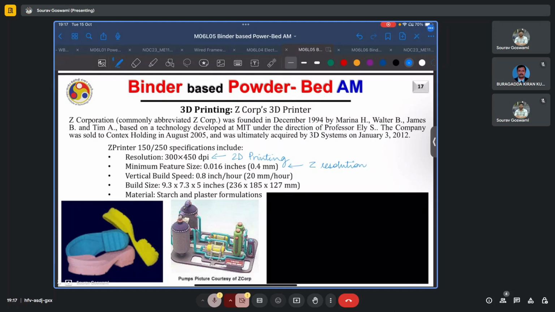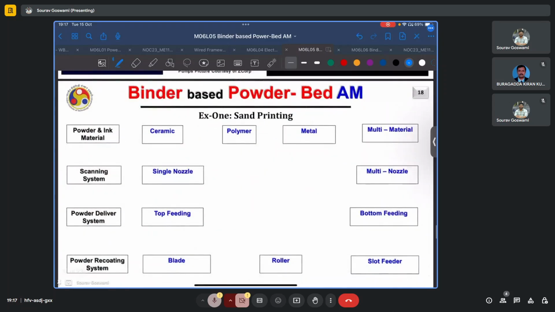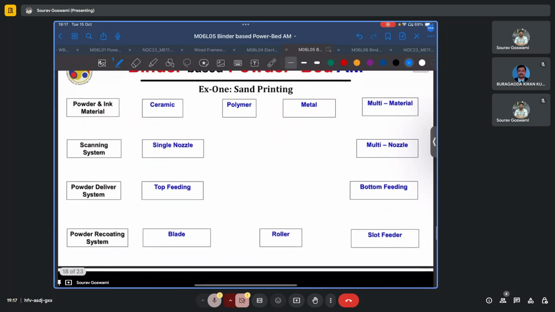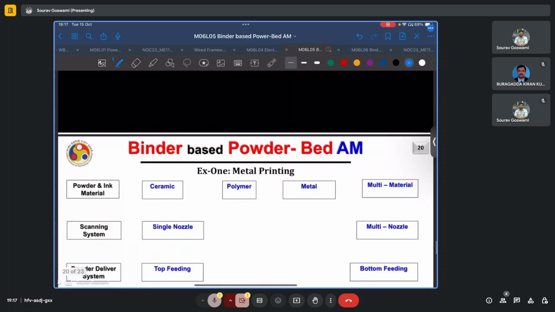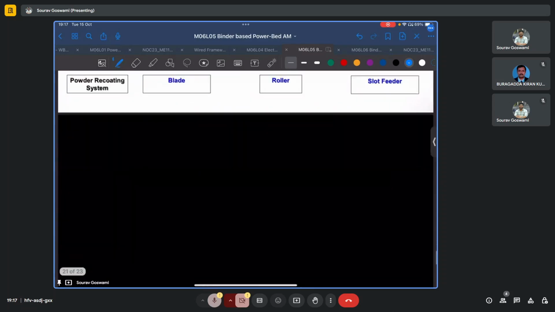That is because for binder-based powder bed AM processes, the color is not only on the surface, the color can get all the way through the bulk of the part, and this can be achieved via using binder of different colors. The next technology is the sand printing technology by X1, and X1 has also developed the metal printing technology.